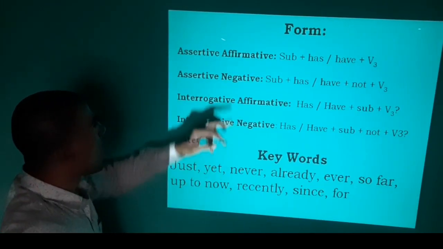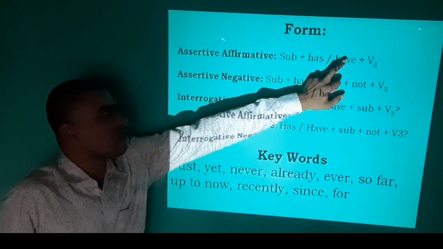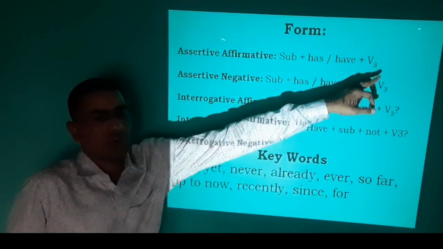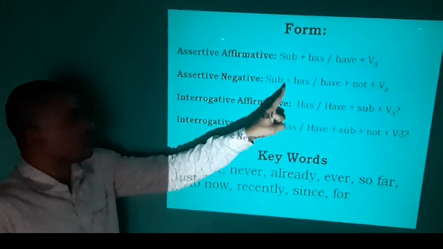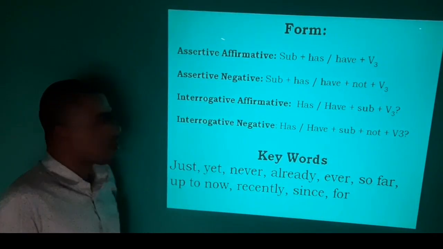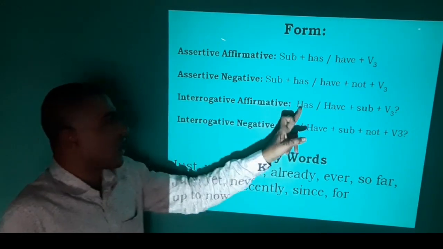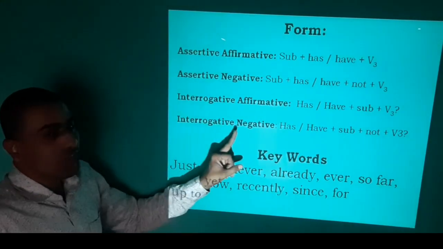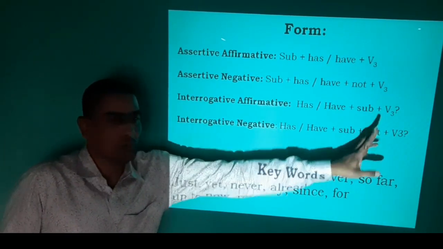Next, if you look at the form, assertive positive: subject plus has or have plus V3, the third form of the verb, or the past participle form of the verb, as we call it. Assertive negative: subject plus has or have plus not plus V3 form. Interrogative affirmative, interrogative positive: has or have plus subject plus V3 form. Interrogative negative: has or have plus subject plus not plus V3.